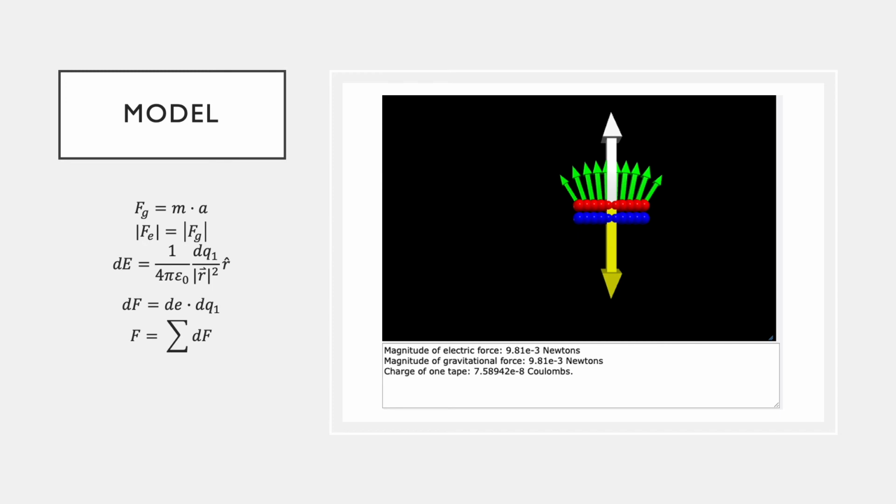This electric force is calculated by breaking both tapes up into small charges dq. Then, the force dF applied by each small charge dq to each other small charge dq can be calculated by calculating dE and then turning dE into dF, as shown in the equations. Finally, the total net force can be found simply by summing together all the tiny little forces dF applied by the bottom tape to the upper tape. Because of the complexity of the code, it is inappropriate to present it in this format. However, it is accessible in the video description.